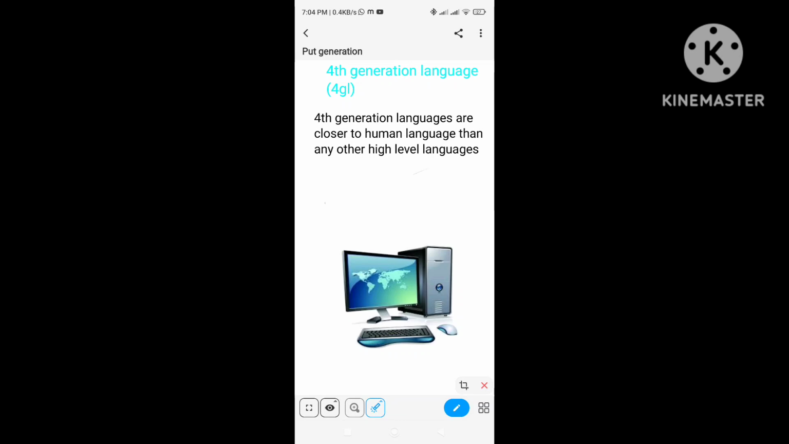I hope you understand fourth generation. Fourth generation is very easy to understand, and you can use fourth generation very frequently.